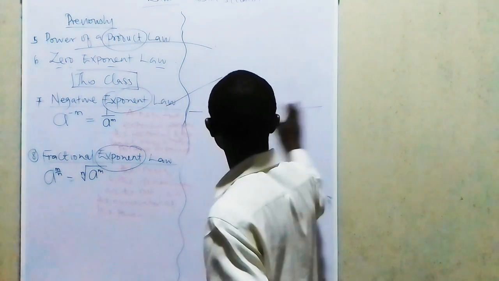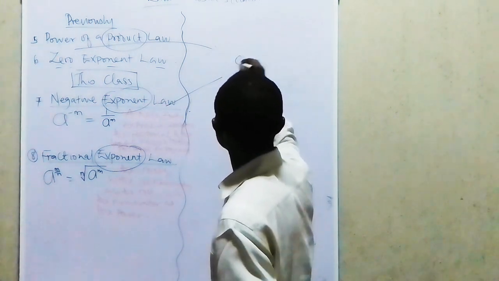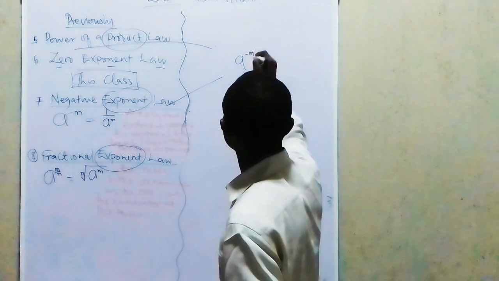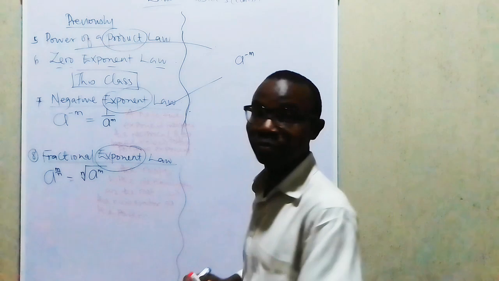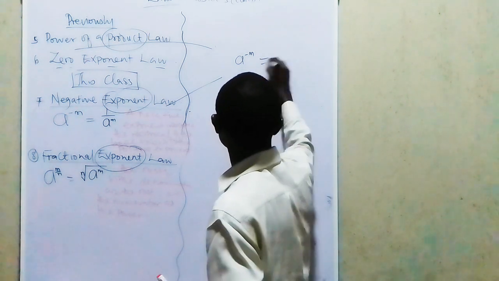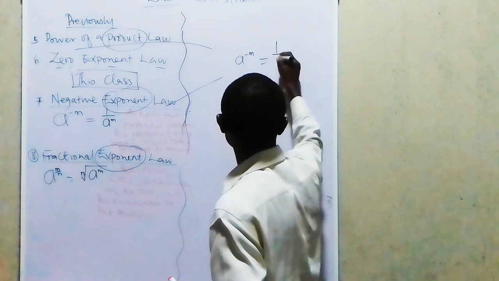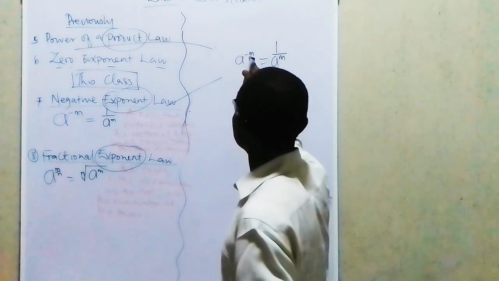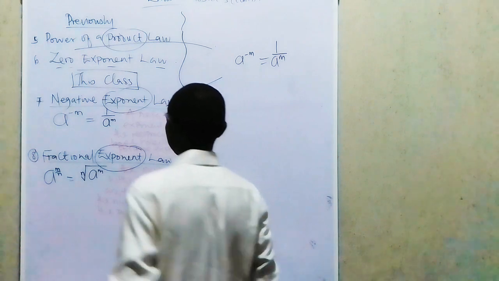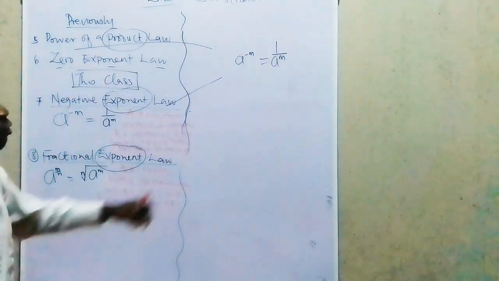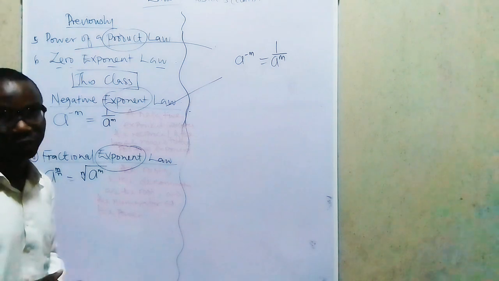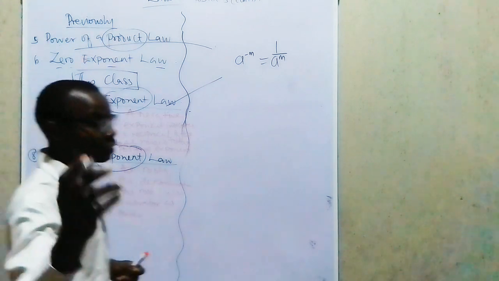So it means if I have, for example, a raised to the power of minus n. The law states that a negative exponent indicates the reciprocal. Reciprocal means 1 over the base raised to the positive exponent. The reciprocal of the base is raised to the positive exponent of it. That's what it says.